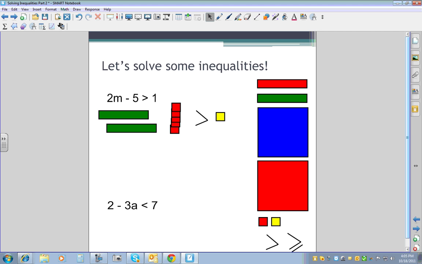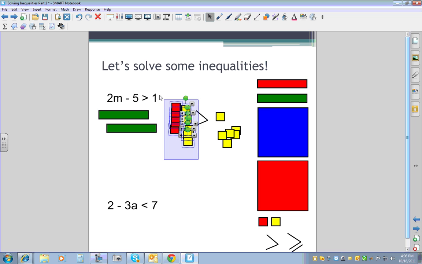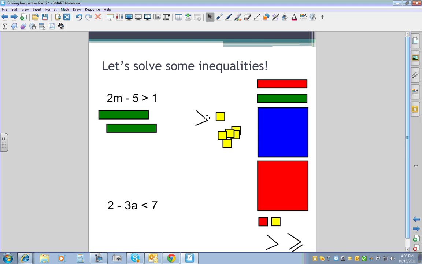And to solve this inequality with tiles, we can't just subtract the 5 negatives from both sides. So we must add 5 positives to do that. So you can see I've added 5 positives to both sides. And on this side, all of these together become 0, so I can take those away. And over here, I'm going to now have 6 ones.